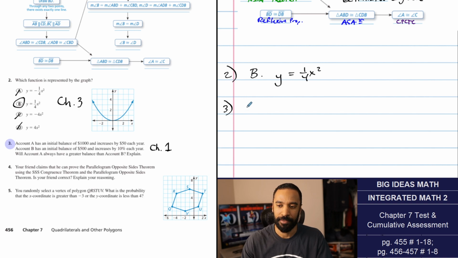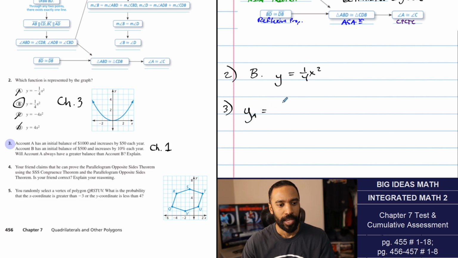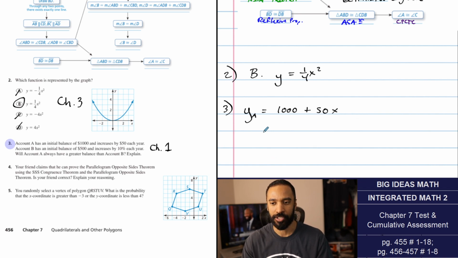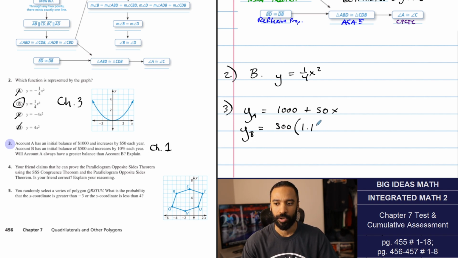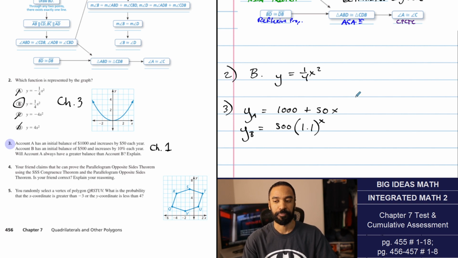So for account A, I'll call this Y sub A equals $1,000, the initial amount, and then it adds $50 each year if X is the number of years. Y sub B, the amount of dollars you make here, you start with $500, and you multiply by 1.1. That's the 10% each year for this number of years. That's to the X power, by the way.